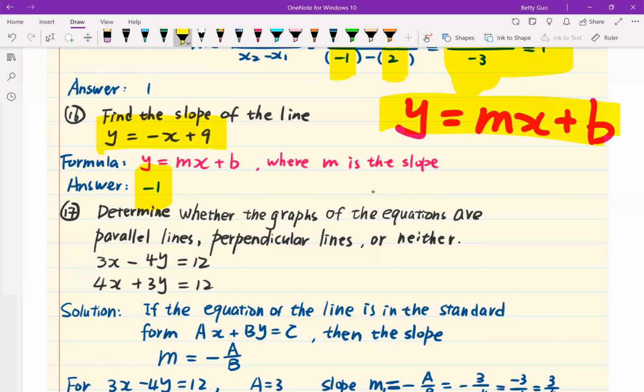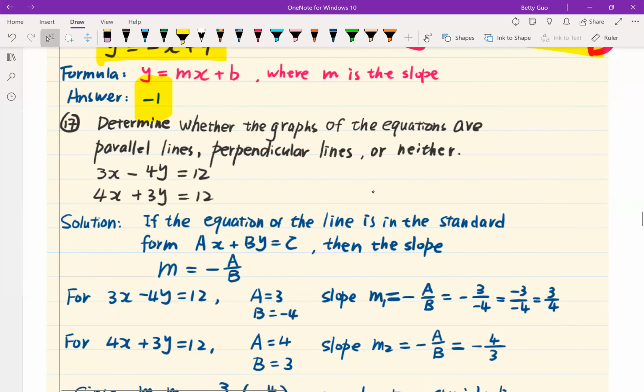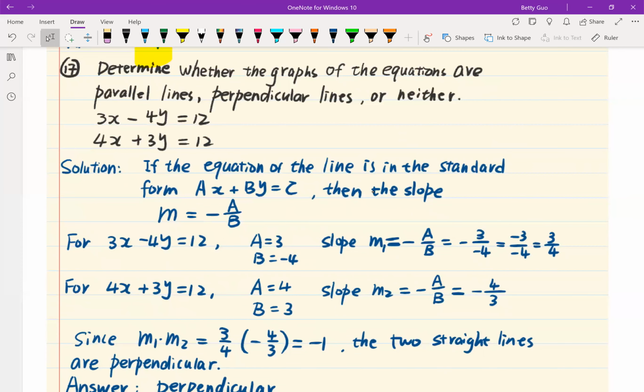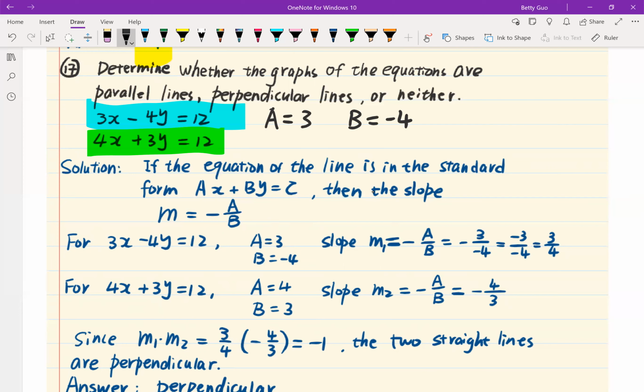Number 17, determine whether the graphs of the equations are parallel, perpendicular, or neither. We have 2 straight lines. Let me color them blue and green. Let's look at the blue one. The blue equation is in the standard form. You can identify A is 3, B is negative 4. So the slope by the formula negative A over B is negative 3 over negative 4. Negative, negative is a positive 3 over 4.